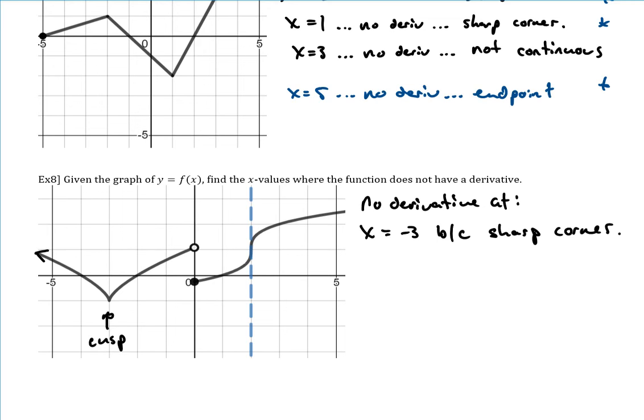And then continuing going right, I see, well, I've got a gap here. So that means it's not continuous there. So that means at x equals 0, I don't have a derivative because it's not continuous there. So that's that.